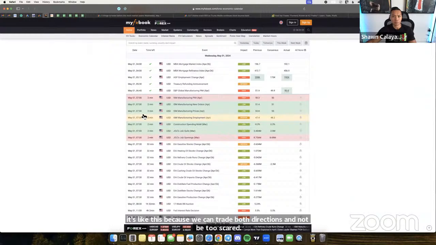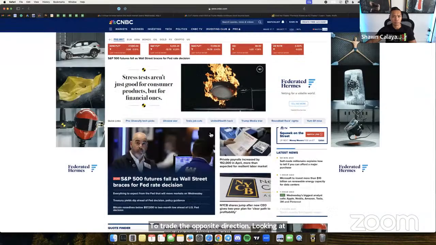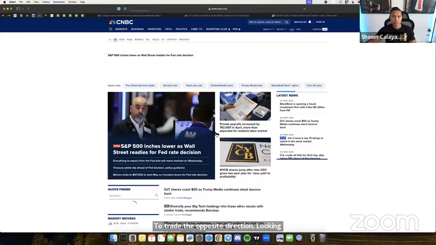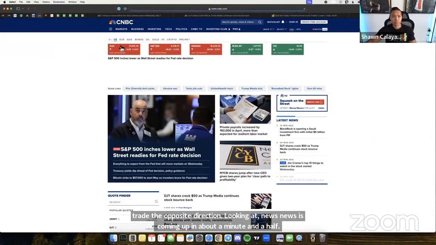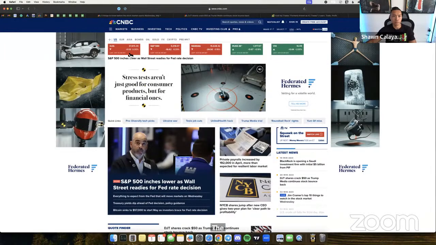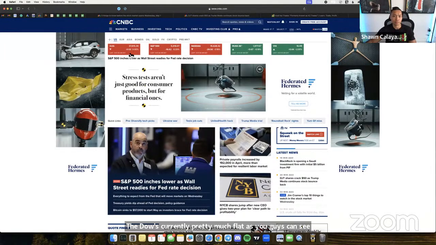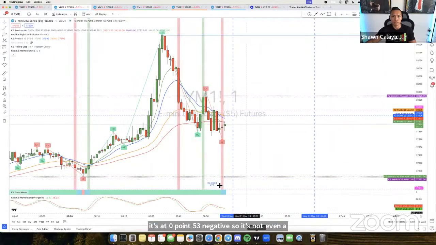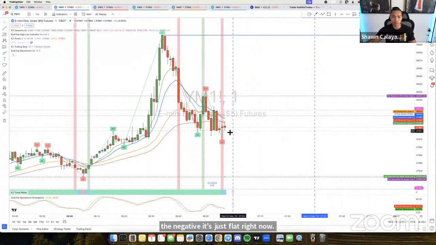Looking over at news, it's coming up in about a minute and a half. And I think that's about it. The Dow is currently pretty much flat. As you guys can see, it's at 0.53 negative, so it's not even a point in the negative. It's just flat right now. So I could trade for a sell. I don't really mind trading for a sell. I'm okay with it. But we do have news over here in about a couple of minutes.